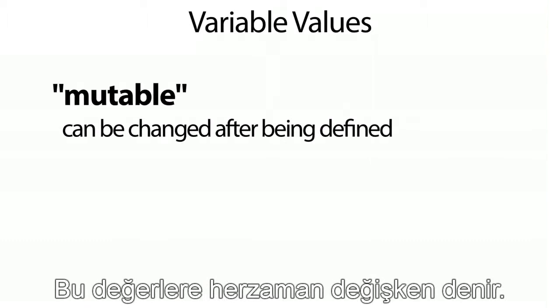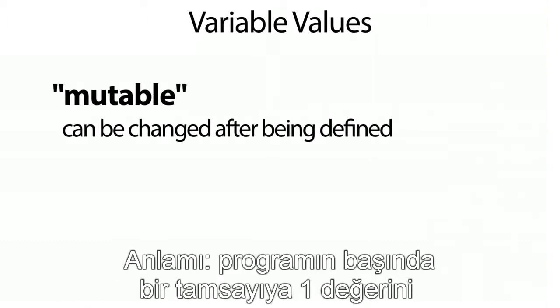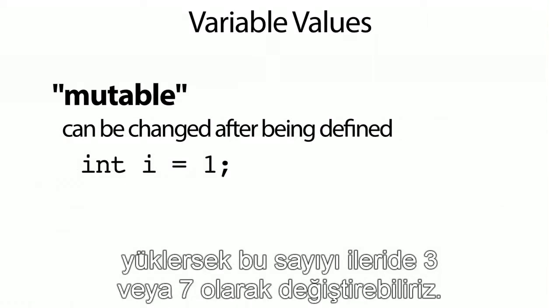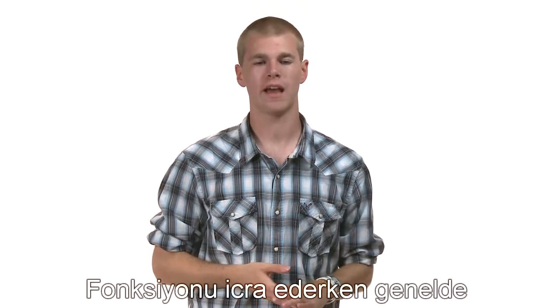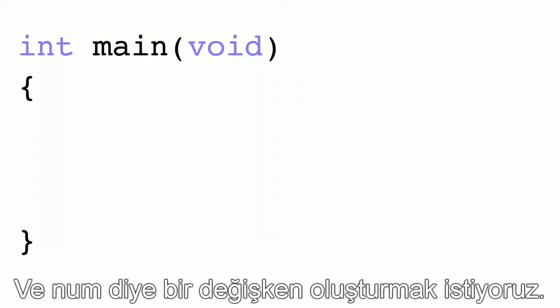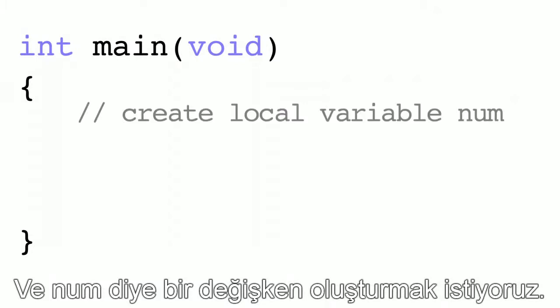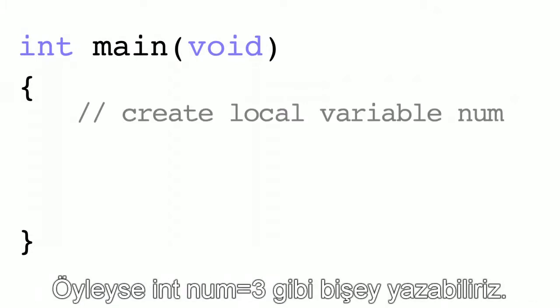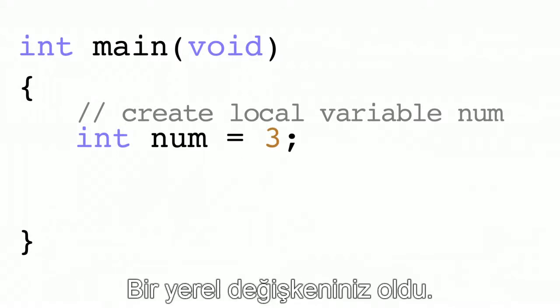These values are what is called mutable, meaning that if we stored the number 1 in an integer at the top of a program, later on we could change that number to be 3 or 7. Now a local variable is what you'll typically encounter when executing a function. So let's say you're within your main function and you want to create a variable called num, and we'll store an integer in it. So we could say something like int num equals 3. Now there you go, you have a local variable.